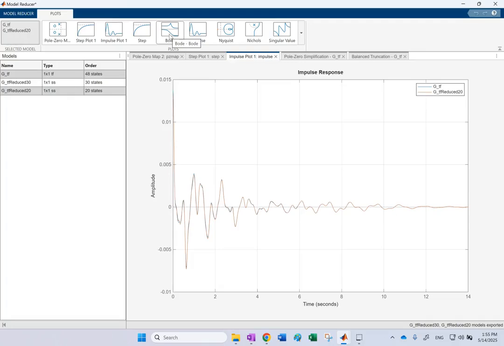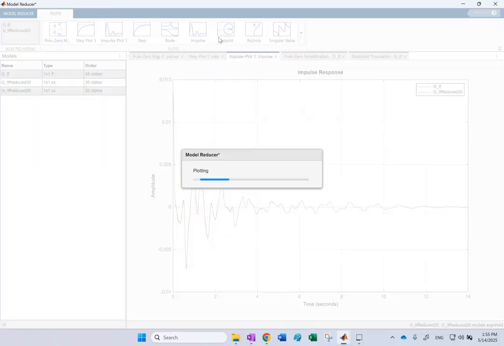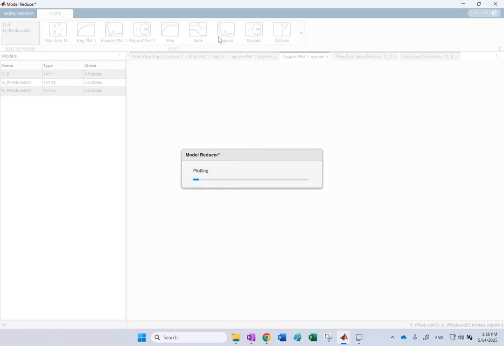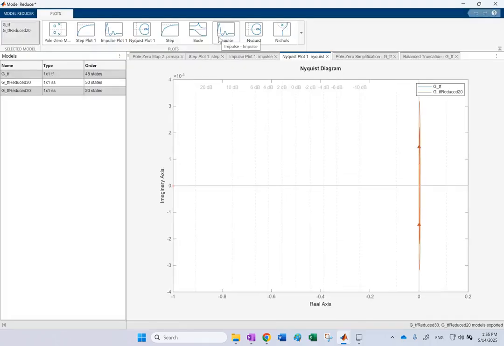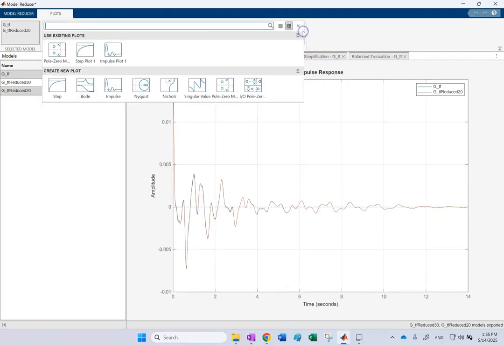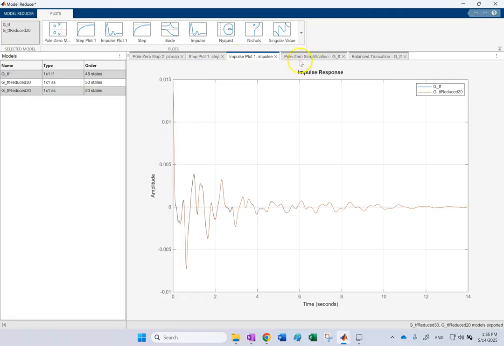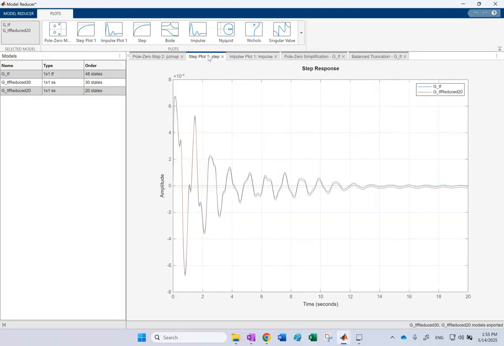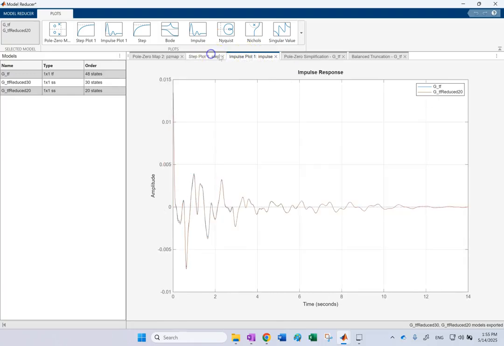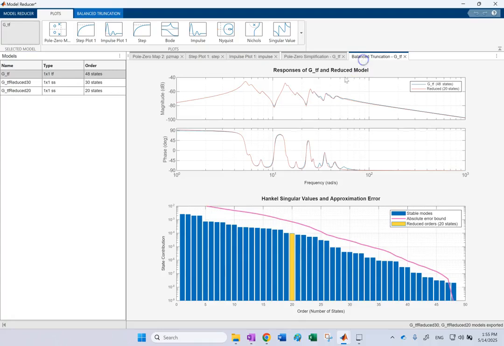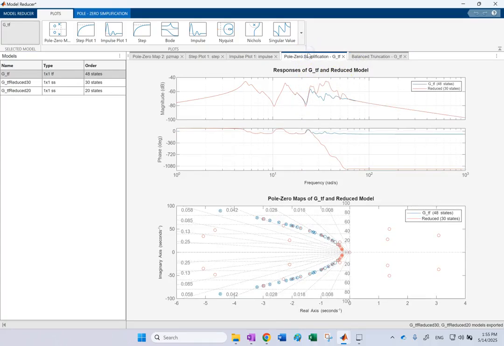There we go. You see, their impulse responses are very similar. I want to see their Nyquist plot. I can create a Nyquist plot for the two and so on. So the goal is to create any kind of plot that you want and see whether they are up to your expectations or not. If they are like this, guess what? I'm doing a good job. I can easily replace my system with order 48 by my system that is order 40.